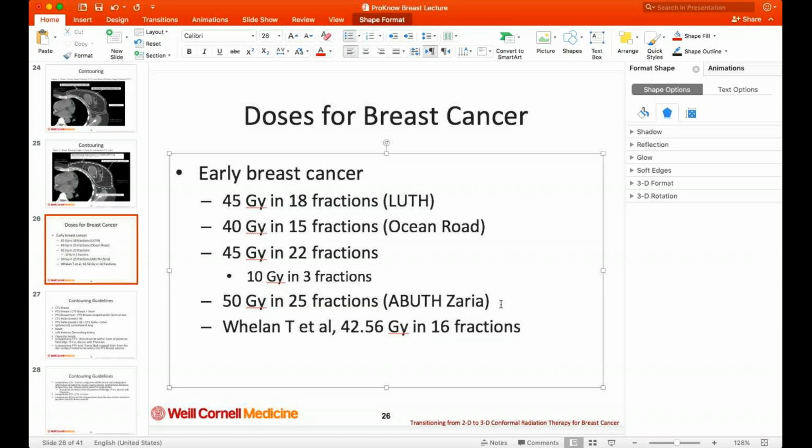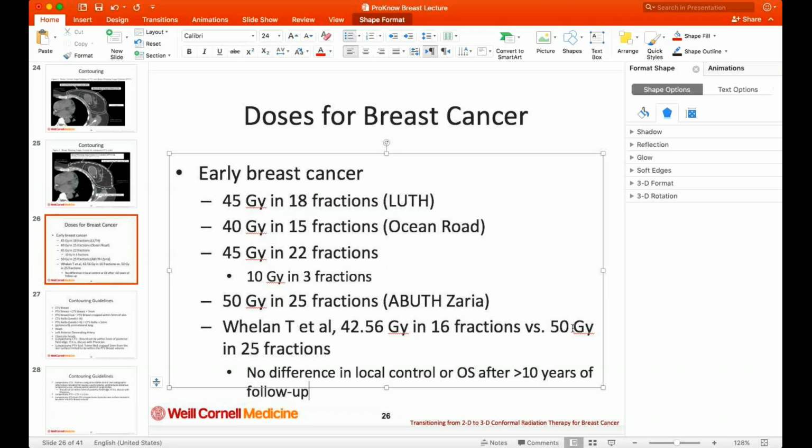And so they have over 10-year follow-up data from that, and they showed that they randomized patients to either 42.56 gray in 16 fractions versus 50 gray in 25 fractions. And what they found was that there was no difference in local control or overall survival for these women after over 10 years of follow-up.